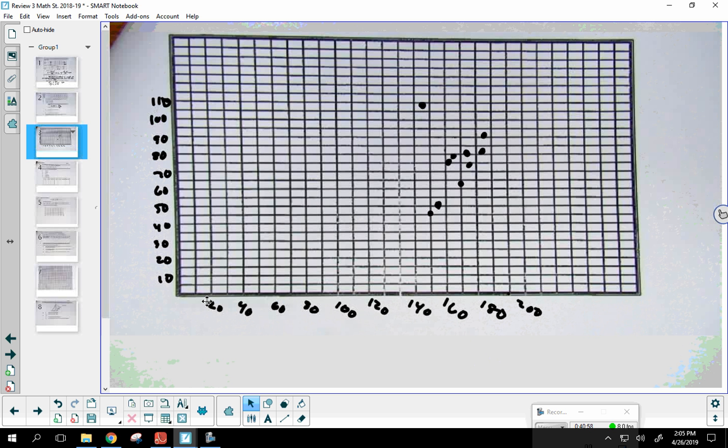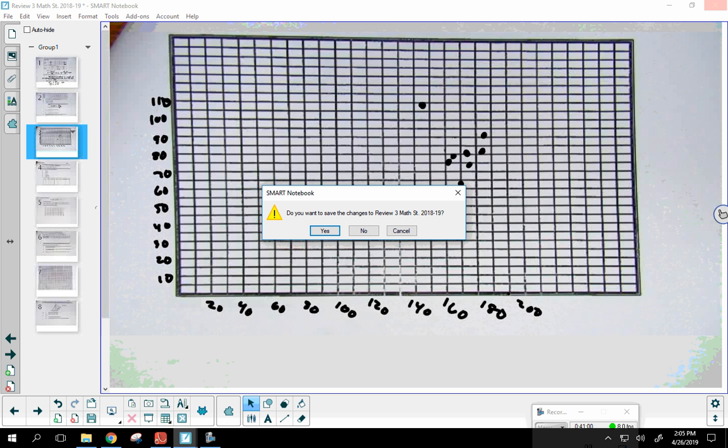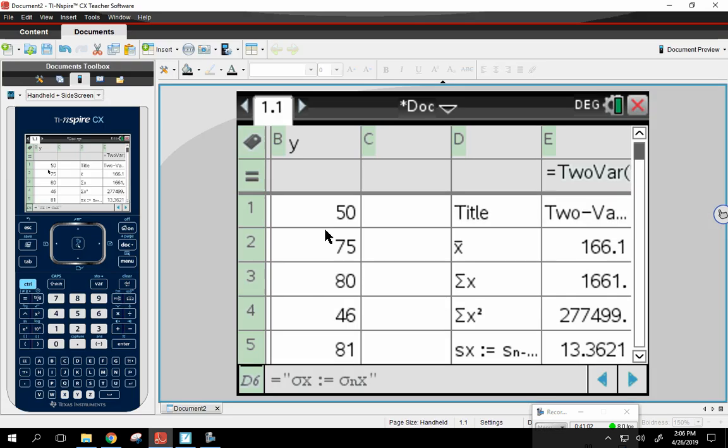All right, so let me go ahead and save this so I don't have to plot all those points again. You want to save changes? Yes. I did. But I did. Guys, check your numbers.